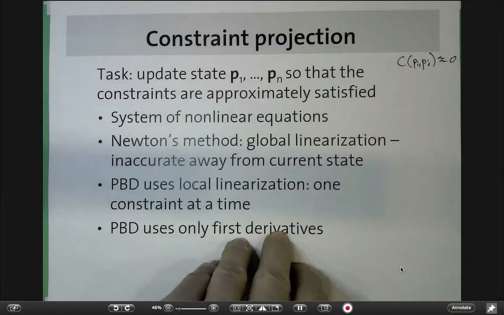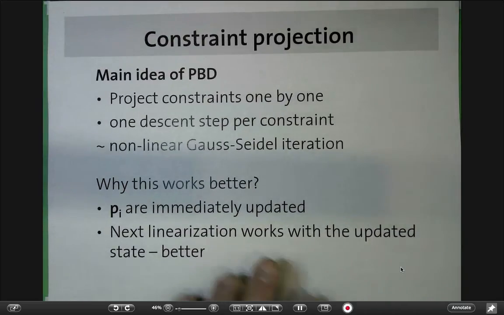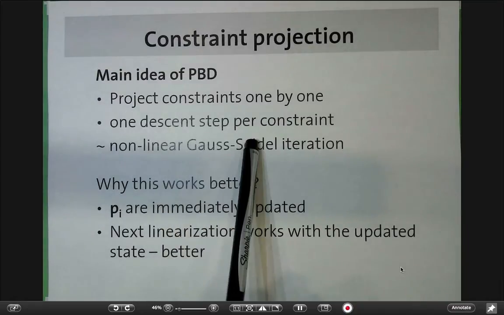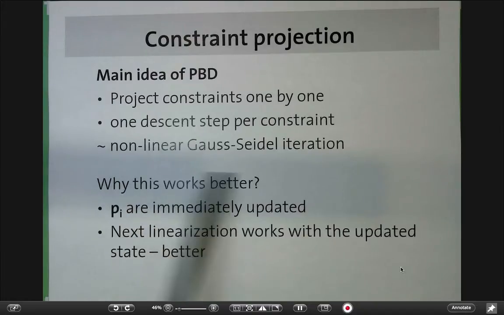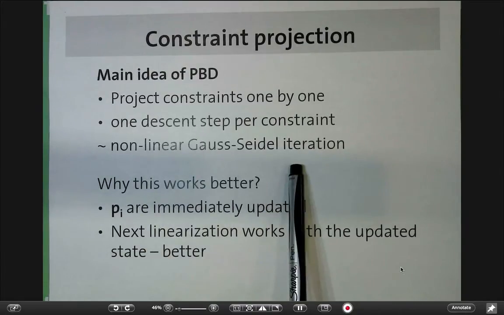So here again, that's the main idea of PBD. The constraints are projected one by one, and essentially you do one distance step per constraint locally. So if you were doing a cloth, it would be projecting every single distance constraint at a time. So this could be interpreted as a nonlinear version of Gauss-Seidel iteration, right?